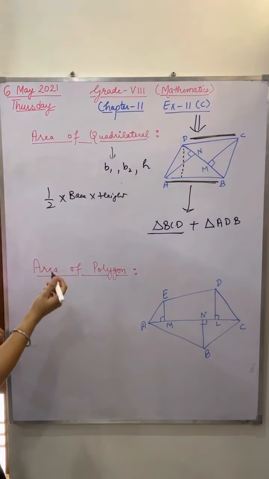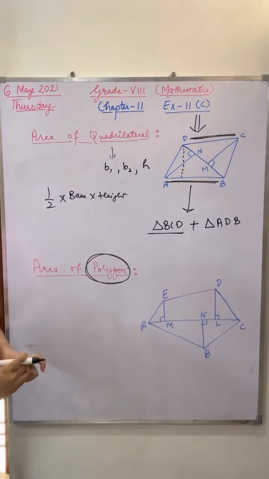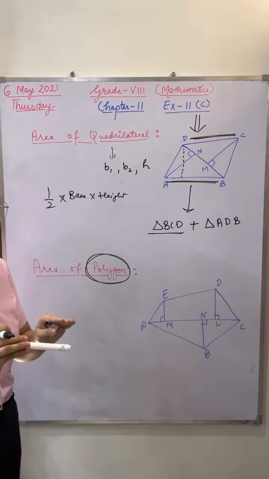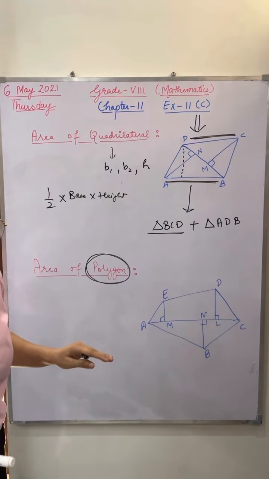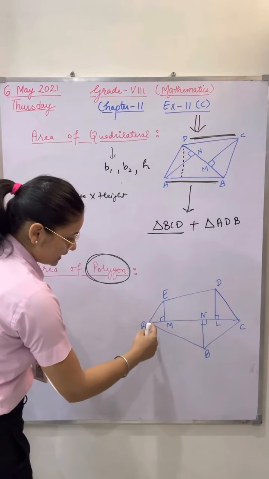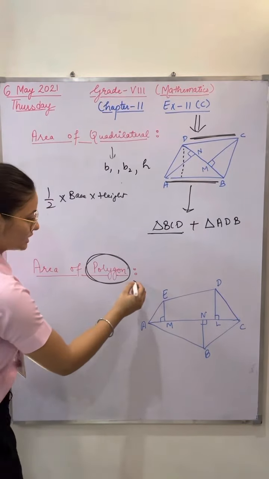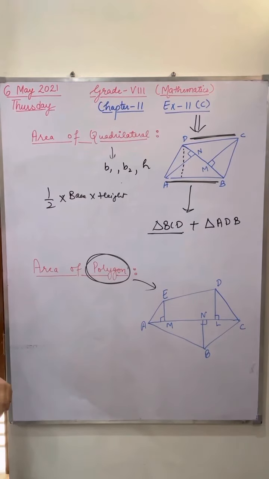One more thing, then you have to take out the area of a polygon. When the shape has more than 4 sides, suppose this is a shape. How many sides does it have? 1, 2, 3, 4, 5. That is known as a polygon.